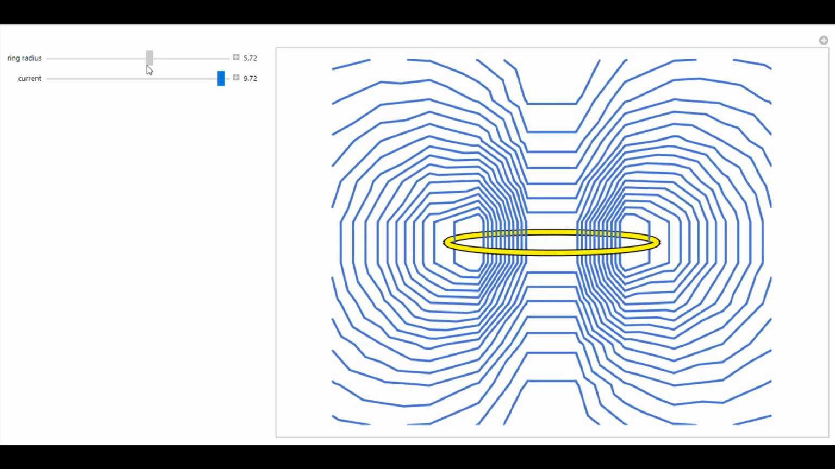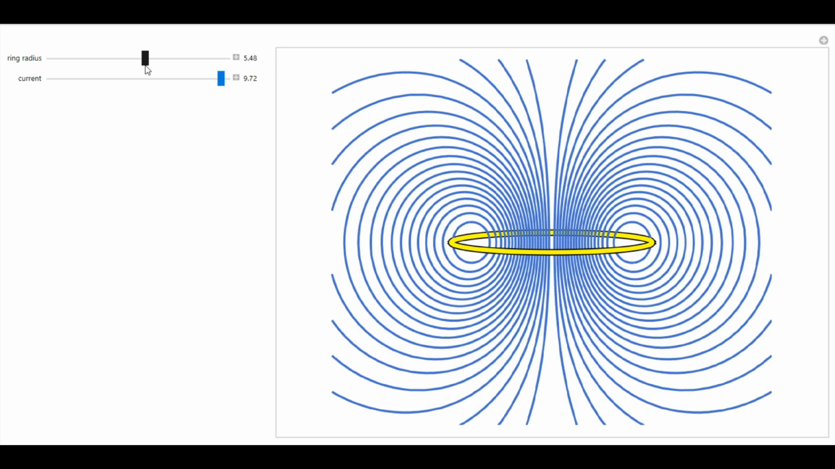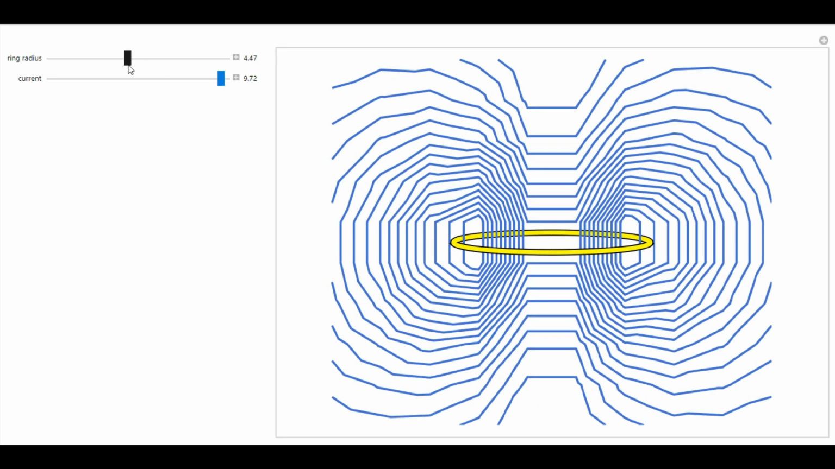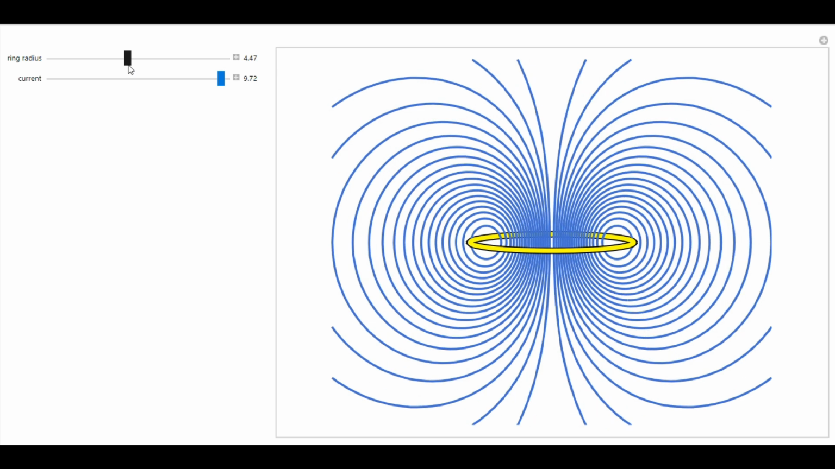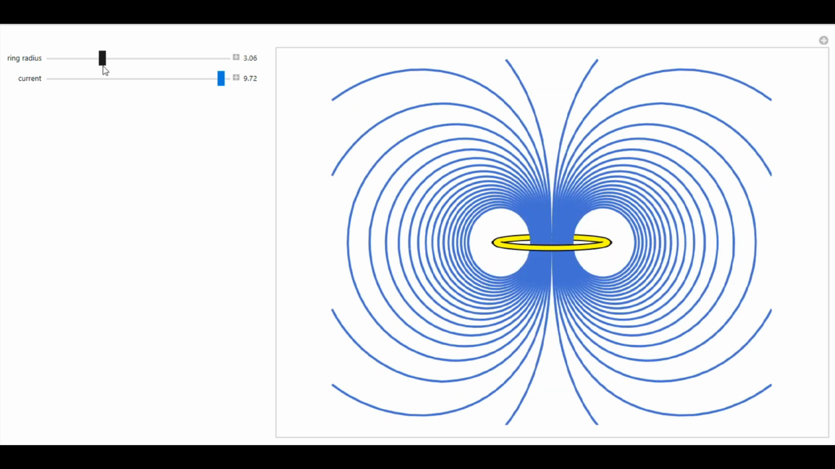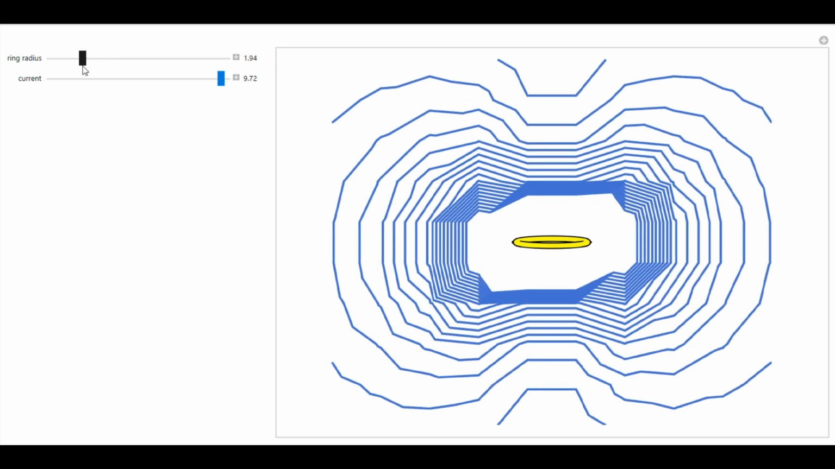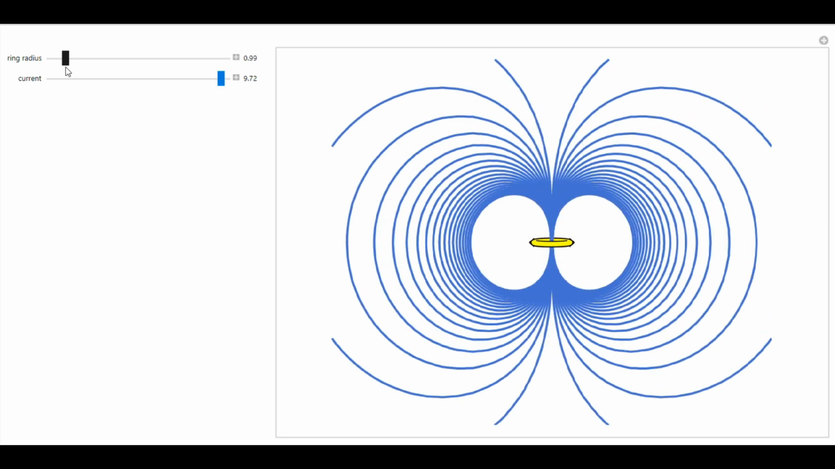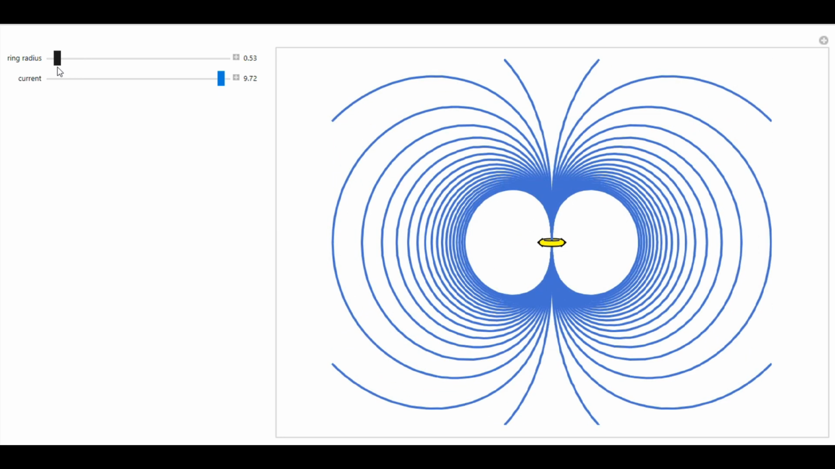The strength of this dipole field decreases with distance, following an inverse cube law. This means that if you double the distance from the loop, the magnetic field becomes 8 times weaker. This behavior is similar to how the gravitational force weakens with distance, but in this case, it's the magnetic field that's diminishing.